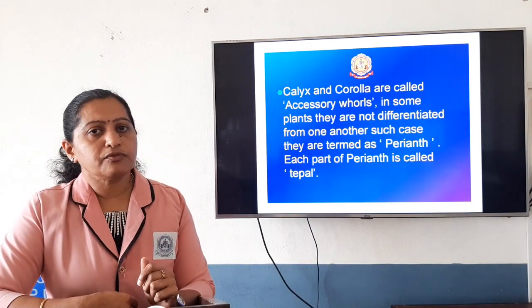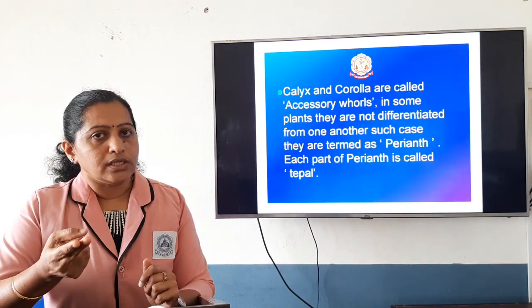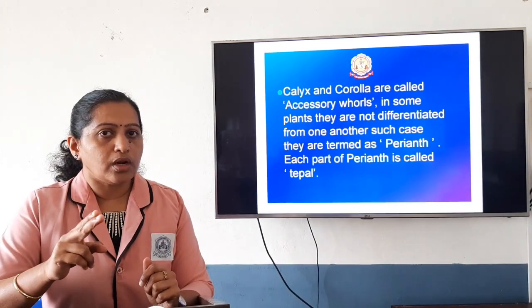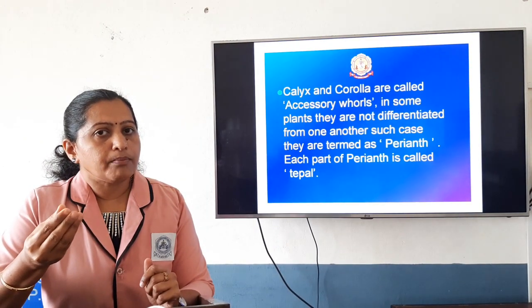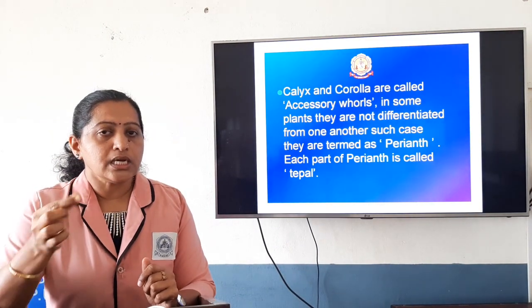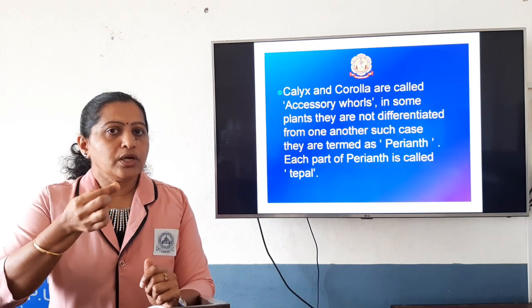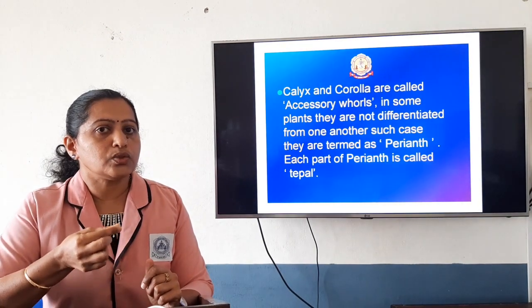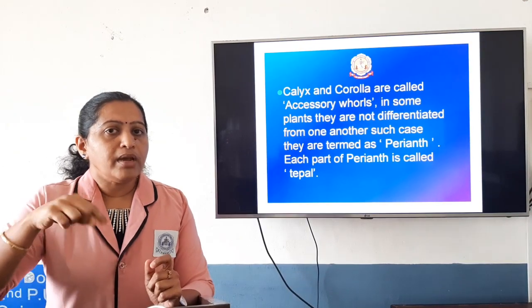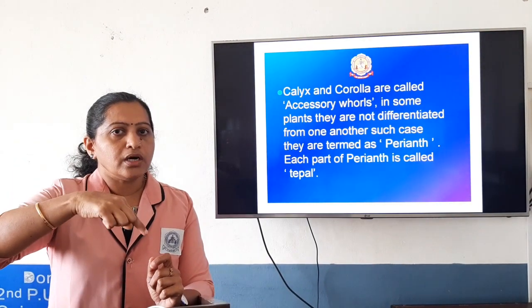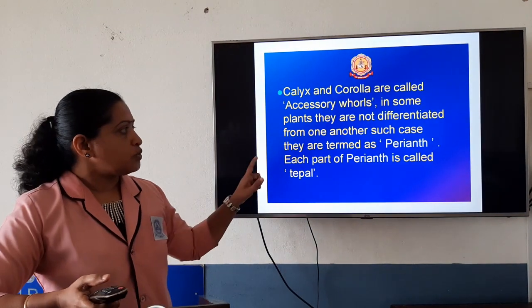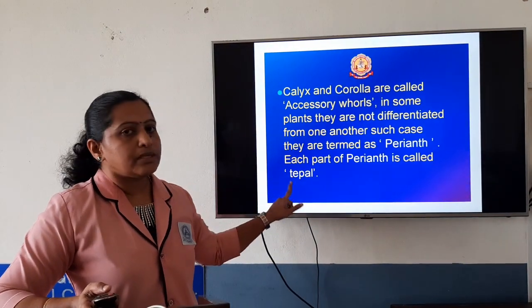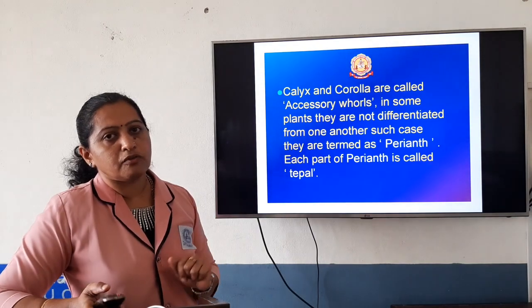So here in such flowers, the outer two whorls, that is calyx and corolla, are united together. So you know that calyx and corolla comprise sepals and petals. So sepal and petal are united to form a single structure that is known as tepal, and many tepals are arranged in a whorl, and the whorl is named as perianth. Okay.